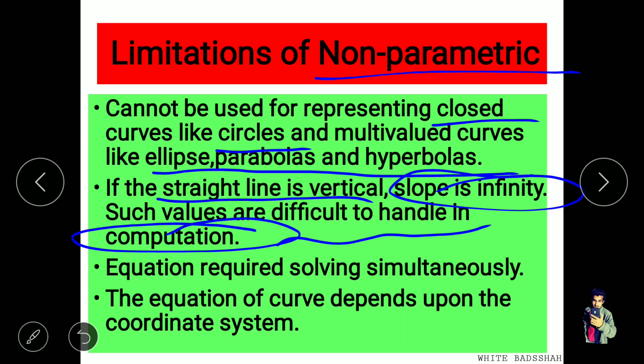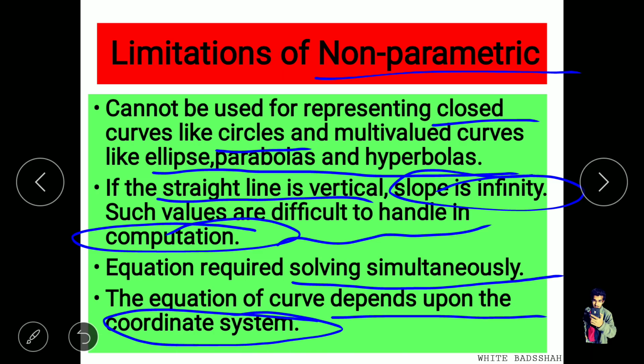Now the equations require solving simultaneously. There are x, y, z coordinates in the non-parametric equation, so we are required to solve every equation one by one. So it is a very lengthy procedure also. Now the equation of the curve depends upon the coordinate system like x, y, z. It is the basis of the non-parametric equation.